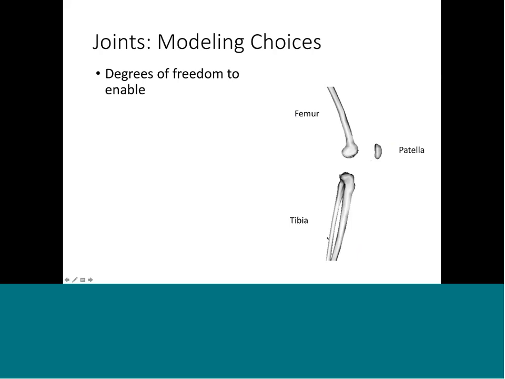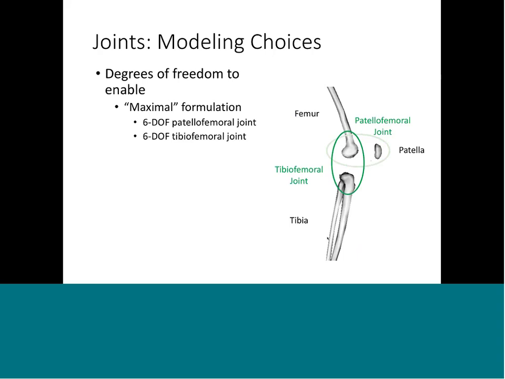And if we wanted to use a maximal formulation, we can introduce 6 degrees of freedom to model the patellofemoral joint, to model the rotation and translation of the patella with respect to the femur. And we can introduce 6 more degrees of freedom to model the tibiofemoral joint. Now, this may be important if, for example, you want to model the distribution of tibiofemoral contact forces. However, without careful validation, motion in many of these degrees of freedom may be noisy and difficult to simulate.